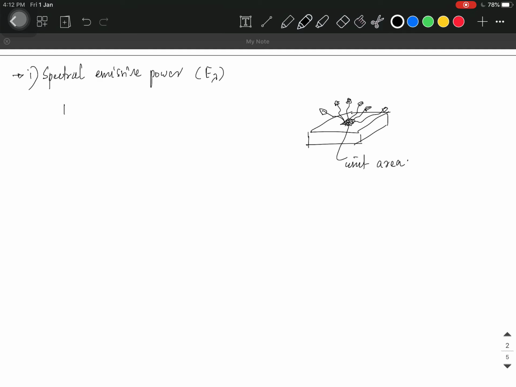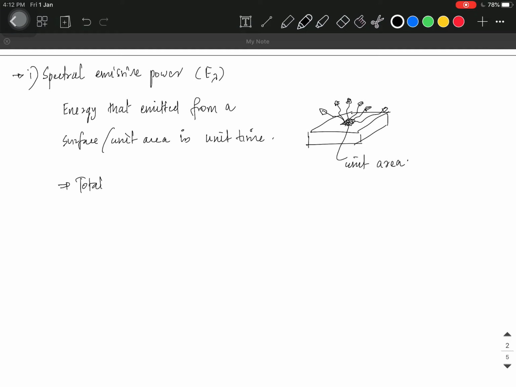It is denoted as E lambda. So the spectral emissive power is nothing but the energy that is emitted from a surface per unit area in unit time. Okay, that is nothing but the spectral emissive power.